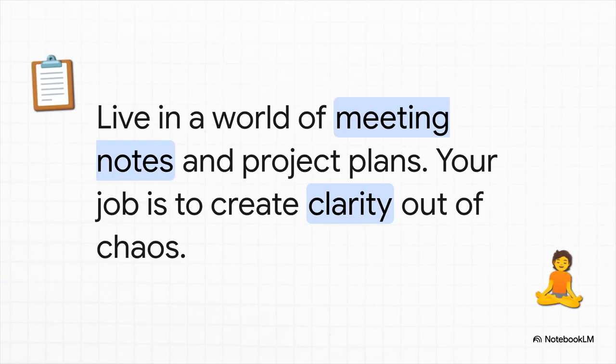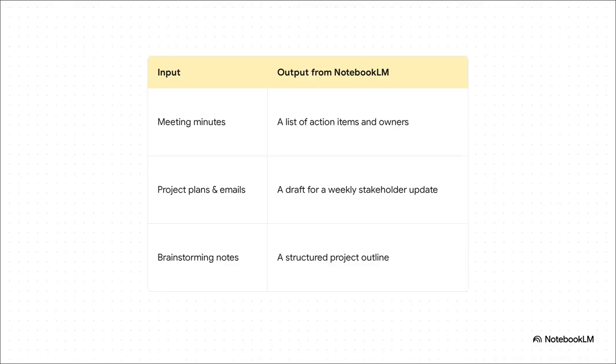And finally, let's look at a project manager. These folks live in a world of meeting notes, project plans, and just endless email threads. Their whole job is to create clarity out of all that chaos. The value here is just incredible. It's about turning all that communication clutter into clear, forward progress. You feed it the minutes from your last meeting, it pulls out a list of action items and who's supposed to do them. Give it a week's worth of emails and plans, and it can draft that weekly update for your stakeholders.